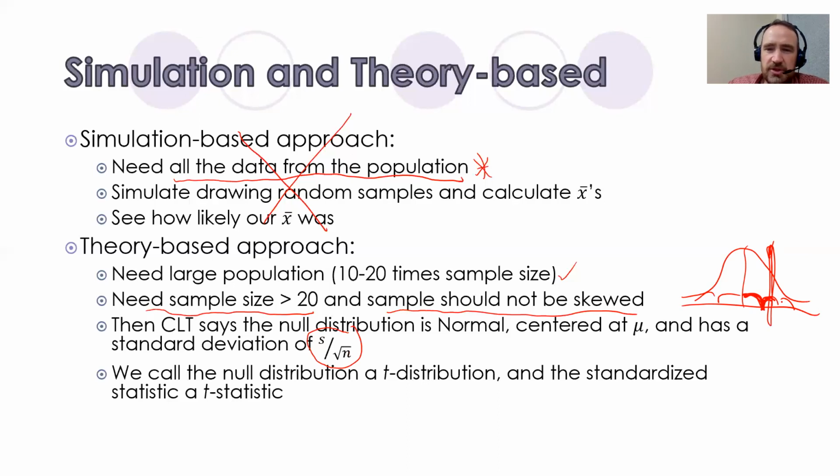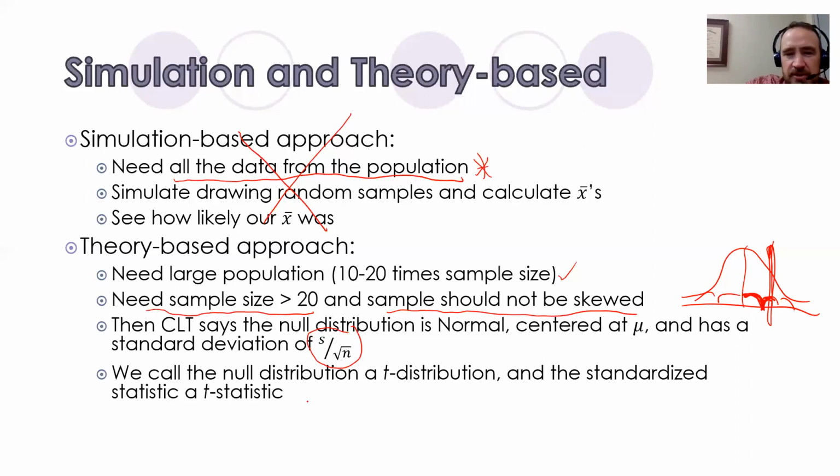The null distribution we call a t distribution in this scenario. It's a lot like a normal distribution, but we call it a t distribution. It has a slightly different shape. And the standardized statistic, we call a t statistic instead of calling a z statistic. But we would calculate the t statistic in the exact same way.